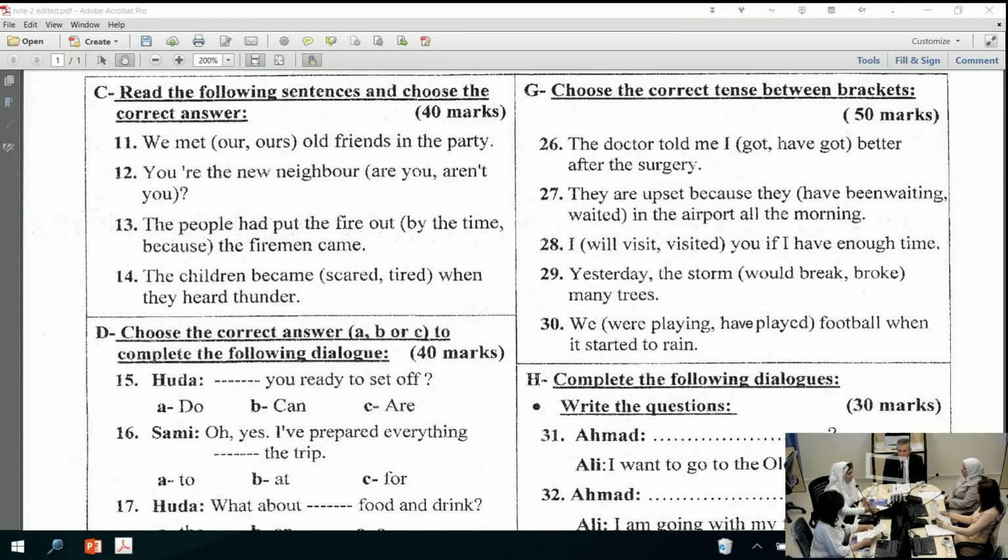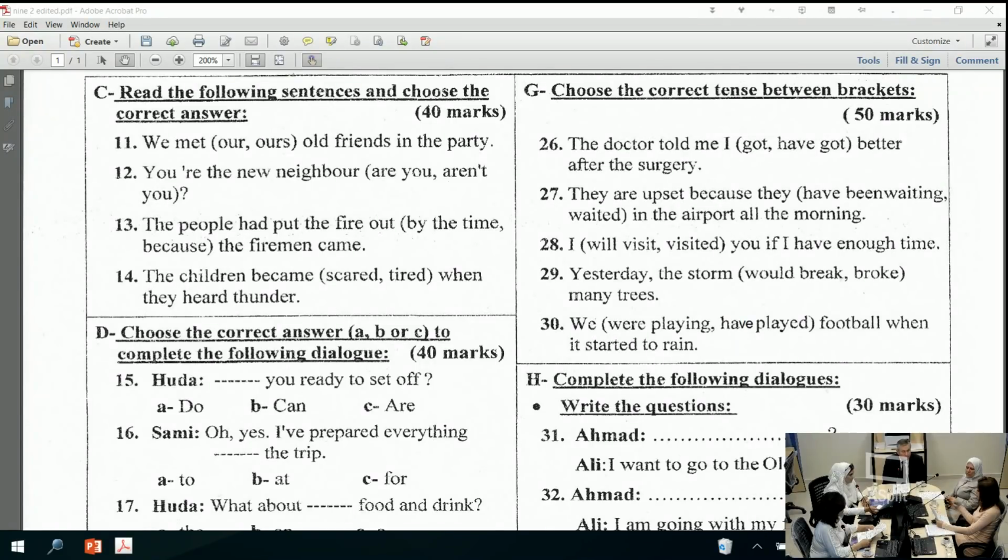27, Miss Hanadi. They are upset because they have been waiting or waited in the airport all the morning. So what is the hint here for the students? All the morning, which shows duration of time. So we are going to look for something that shows duration. We have waited, in the simple past, finished, and have been waiting. And here we have a result of something.